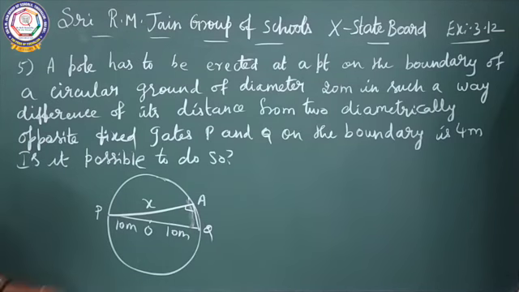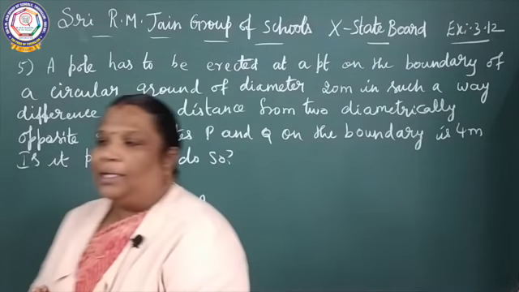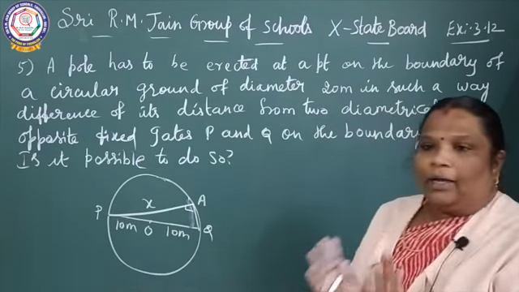See here, 10 meter and 10 meter, opposite fixed gates P and Q on the boundary, the difference is 4 meter. Is it possible to do so? First you will write everything.